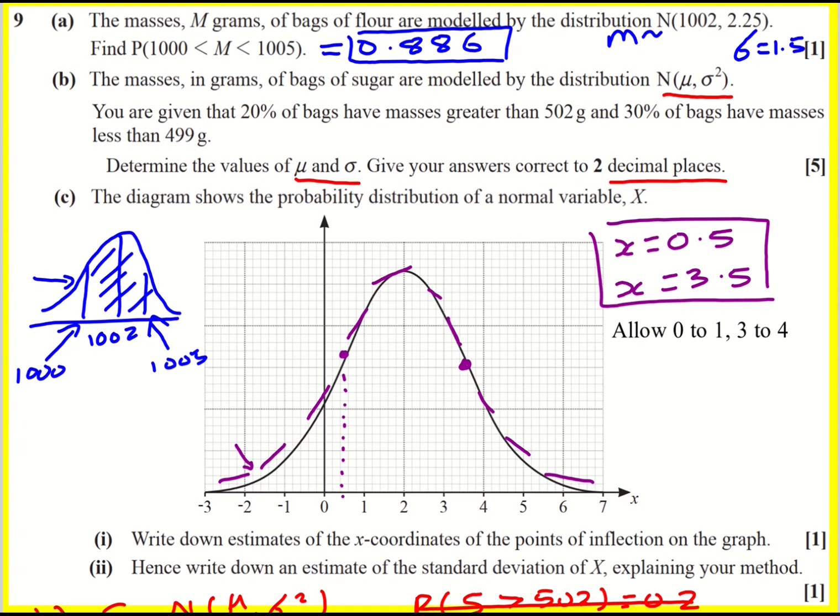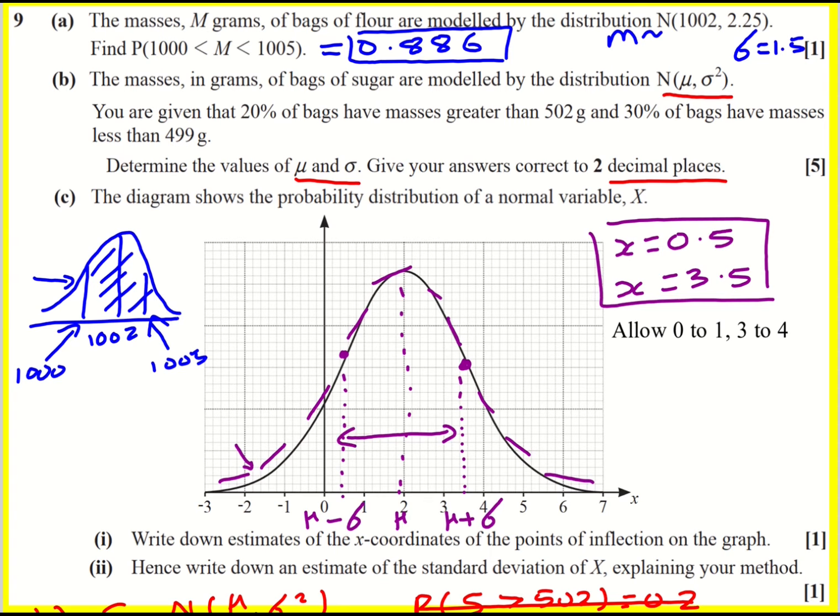The next bit you need to use your answer for. So it asks us to hence write down an estimate of the standard deviation from this. Okay, now we have the mean is where the central part is. What you need to know, expected to know, is that where this point of inflection occurs is actually at the mean plus 1 standard deviation. And the other one is the mean minus 1 standard deviation. So really your values should have been either side of 2, like the same distance away.